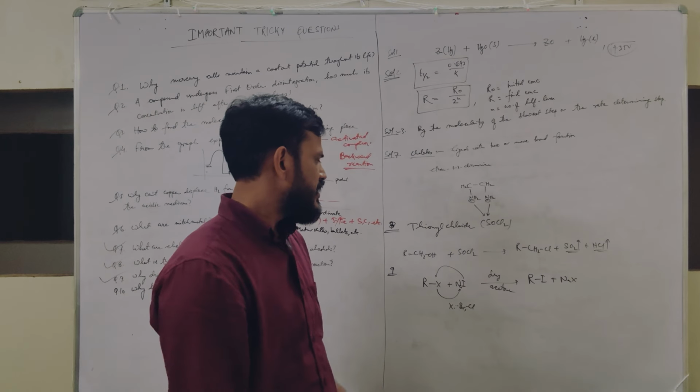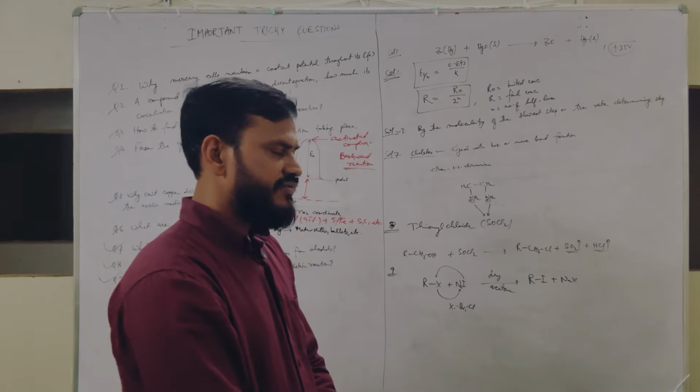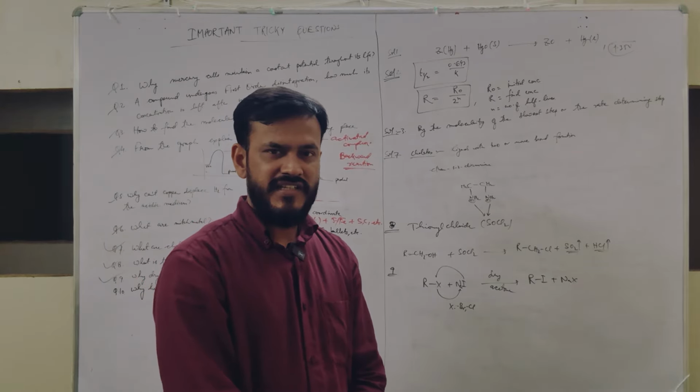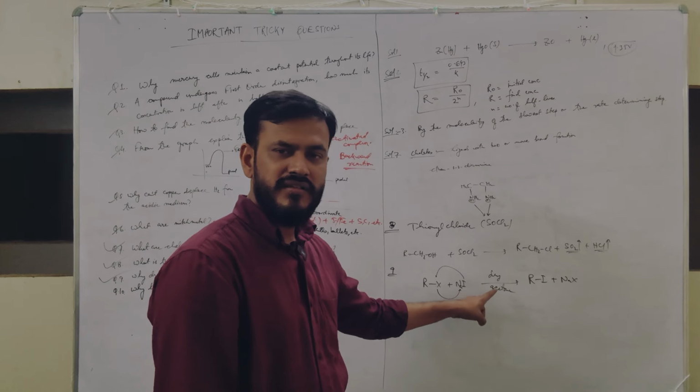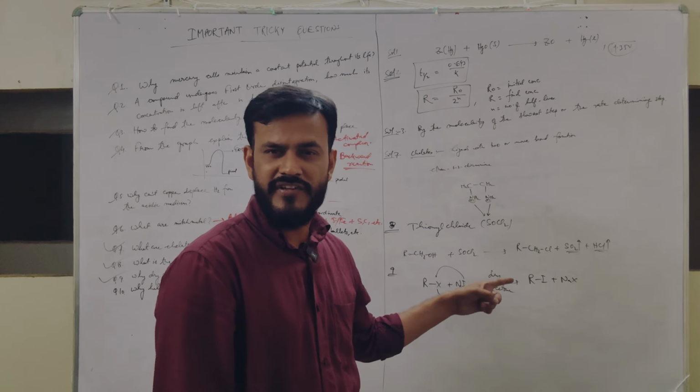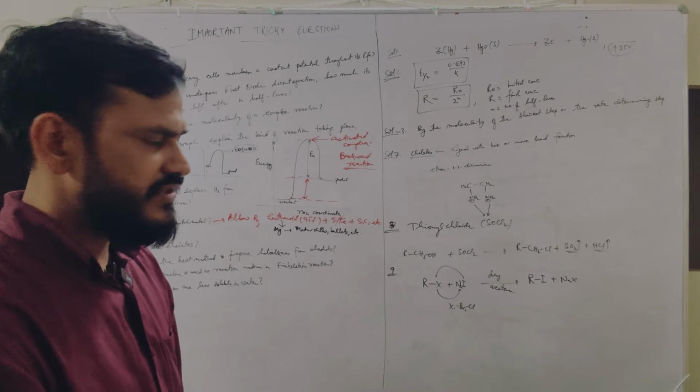Next question, why is dry acetone used as a reaction medium in the Finkelstein reaction? Finkelstein is a halogen exchange reaction, and you see it involves sodium, and sodium reacts very vigorously with water. So in other reactions as well, like Wurtz reaction where sodium is involved, and Grignard reagent type reactions, one is advised to use dry solvents, because it would react very vigorously, and then the reaction would get destabilized.